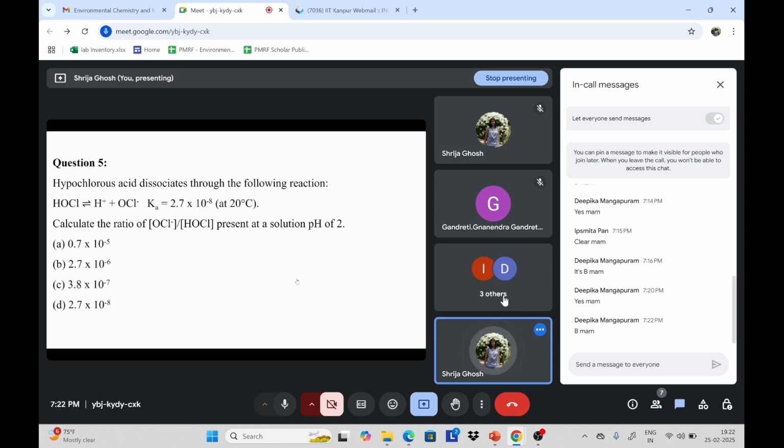Okay, Deepika has calculated it. She's saying B. Anybody else? What about others? Solve it fast. So others are not able to solve it. I'll assume that, or they are not paying attention to the class. Either or. So whatever it is, option B is the correct answer.